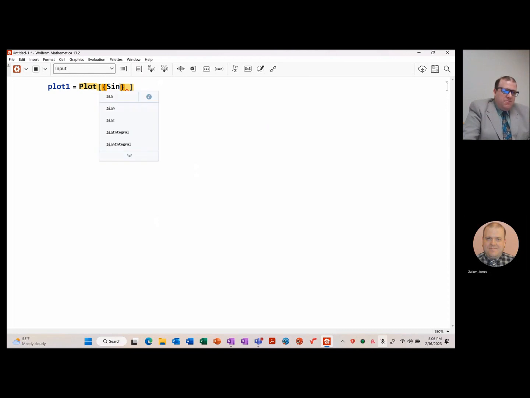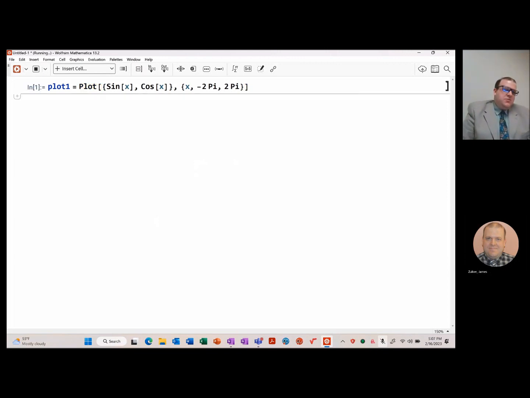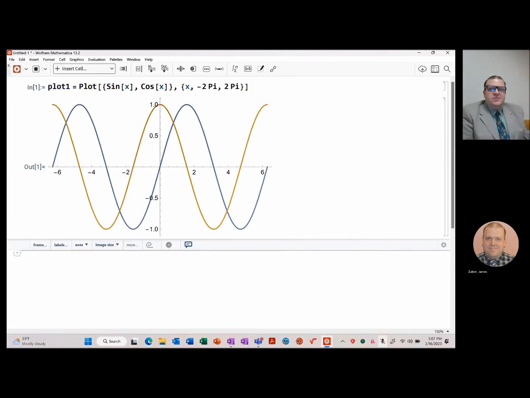First one was sine of x. Second was cosine of x. Now we just need a domain. We can go with a general minus 2 pi to 2 pi. Why not just the domain we care about? You'll see why. And that's technically all we need. If I go ahead and execute that, shift enter, there's what we get.